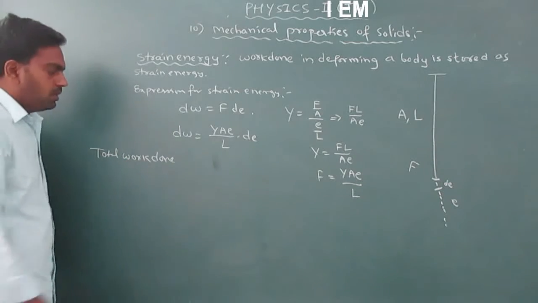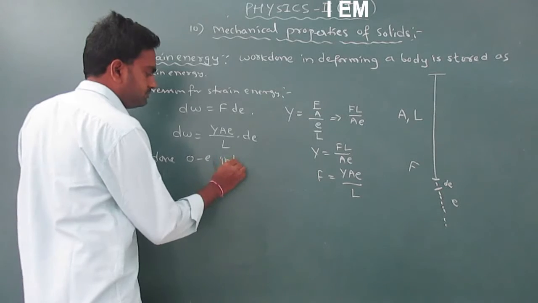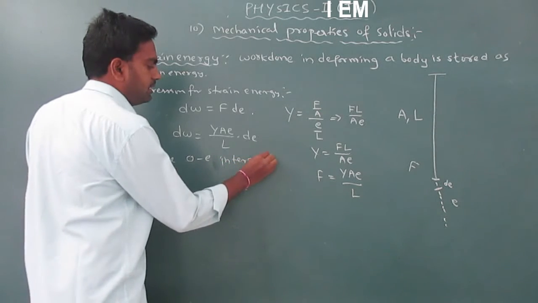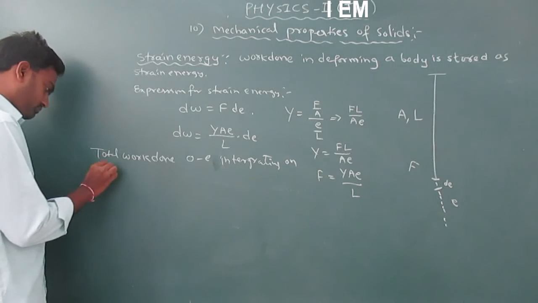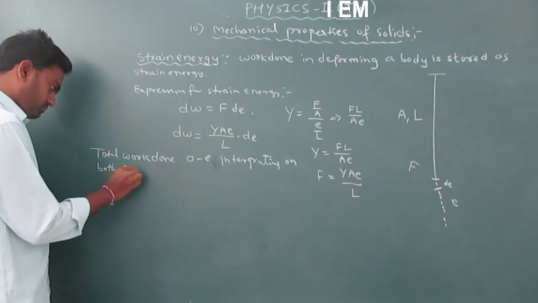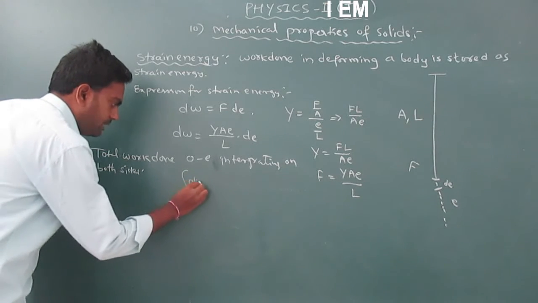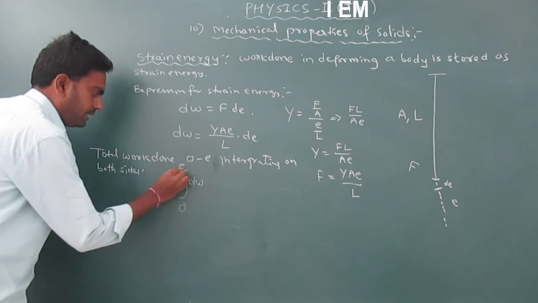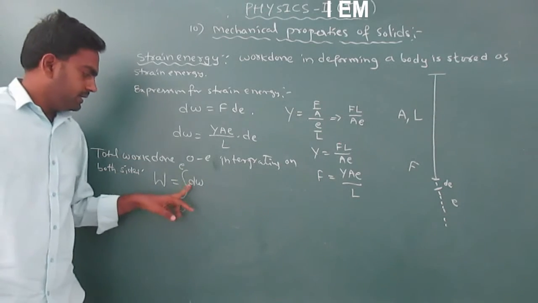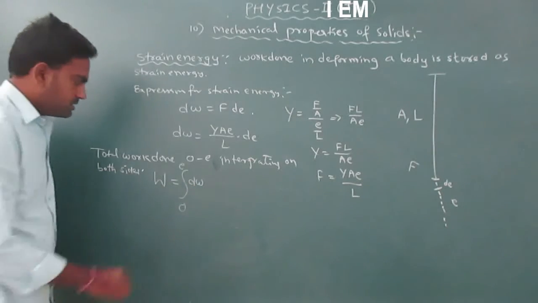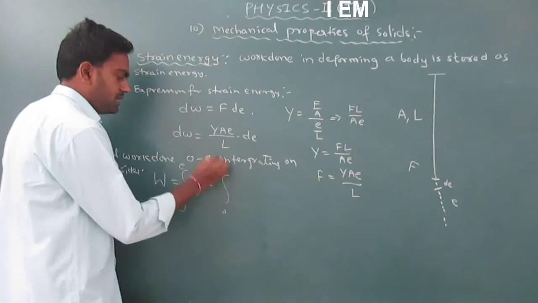Total work done, so from 0 to E. Integrating on both sides, integrating dW, taking limits 0 to E. This is called the total work done. Integrating dW is equal to W, so integrating dW from 0 to E.